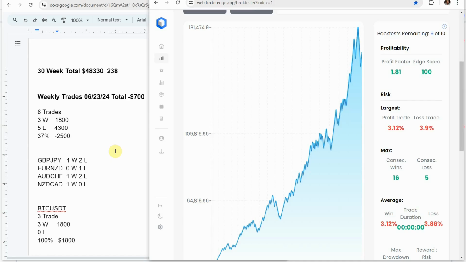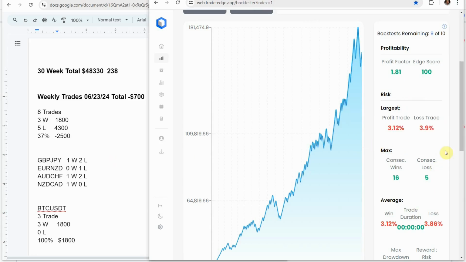And so this last week on the Forex pairs, we had 8 trades altogether. We had 3 winning and 5 losing trades, putting it at a 37% win rate. It would have been a drawdown of $2,500. On the crypto coin, we had 3 trades, 3 winning trades, and a 100% win rate would have been a gain of $1,800. For the week, we would have been down $700, and at the 30-week total now, we would have been up $48,330 over 238 trades. And so really good stuff from the Academy of Forex Indicator.